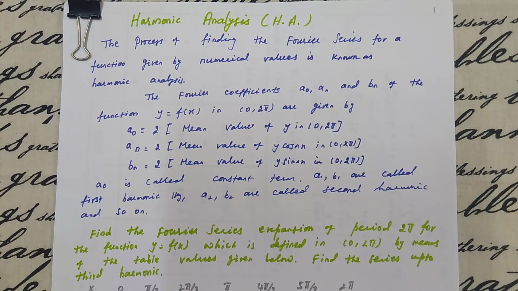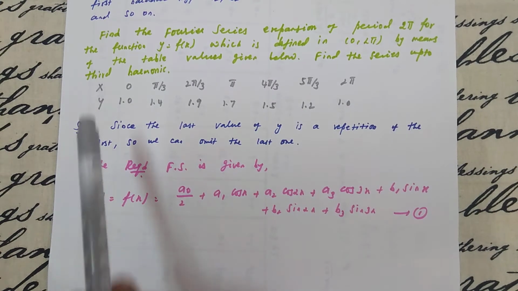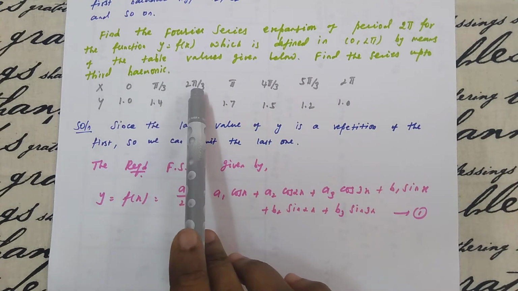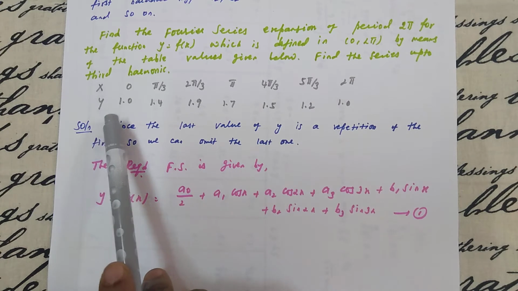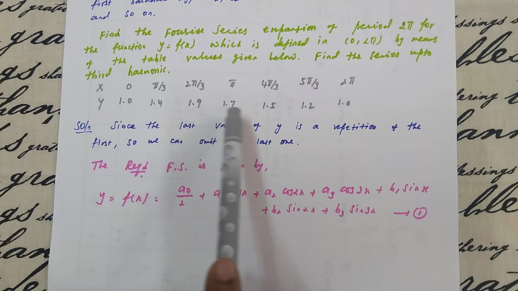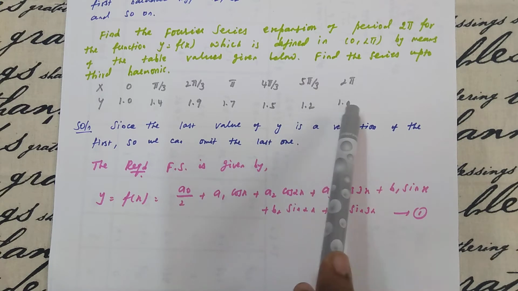Now we can see the first problem under this. Find the Fourier series expansion of period 2 pi for the function y equal to f of x, defined in 0 to 2 pi by means of the table values given below. Find the series up to third harmonic. The table values are x: 0, pi by 3, 2 pi by 3, pi, 4 pi by 3, 5 pi by 3, 2 pi. The y values are 1.0, 1.4, 1.9, 1.7, 1.5, 1.2, 1.0.